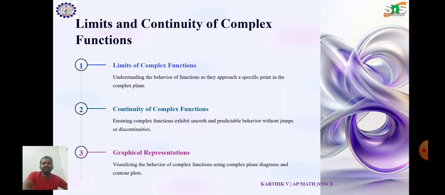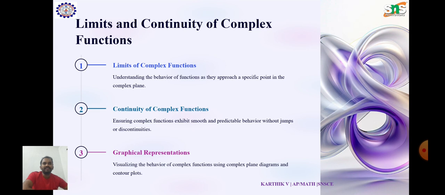Limits and continuity of complex functions. Limits of complex functions. Just like in real analysis, the limit of a complex function f of z as z approaches a complex number z0 is the value that f of z approaches as z gets arbitrarily close to z0. Formally, we say that the limit of f of z as z approaches z0 is L, denoted as limit z tends to z0 f of z equal to L.